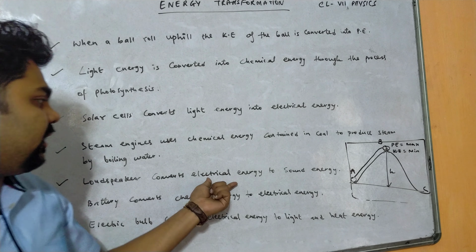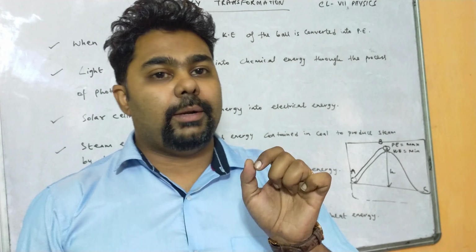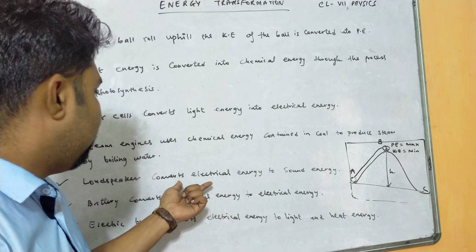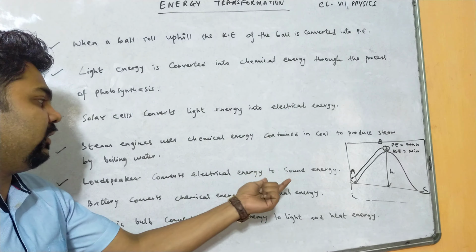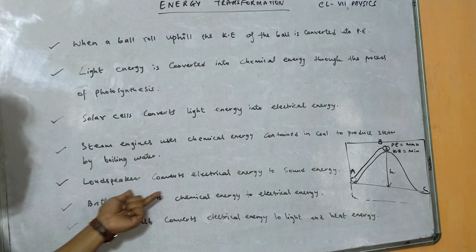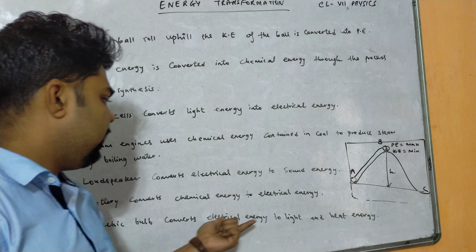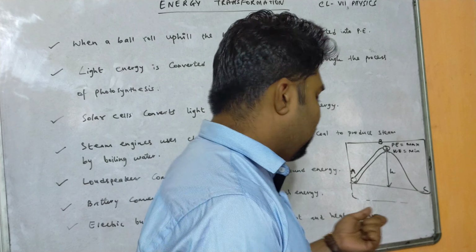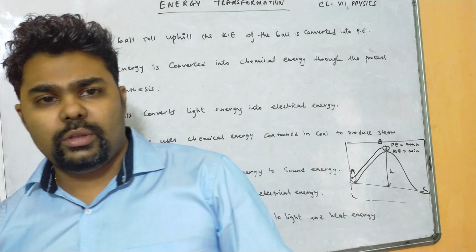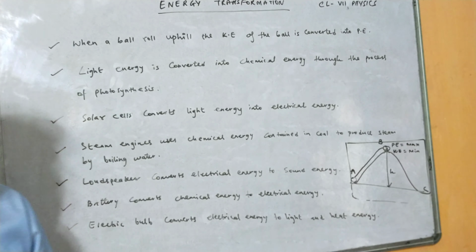Loudspeaker converts electrical energy to sound energy. The microphone which you use also converts sound energy to electrical energy. Battery converts chemical energy to electrical energy. Similarly, an electric bulb converts electrical energy to light and heat energy. So these are the different transformations of energy which we see in our daily life.